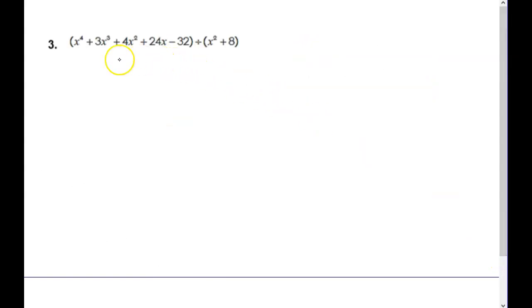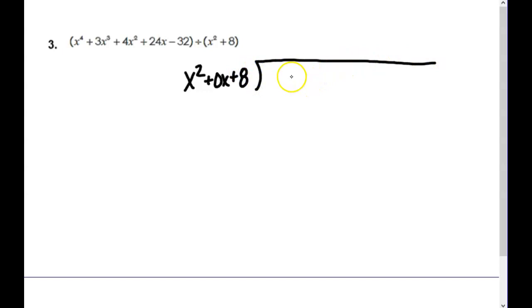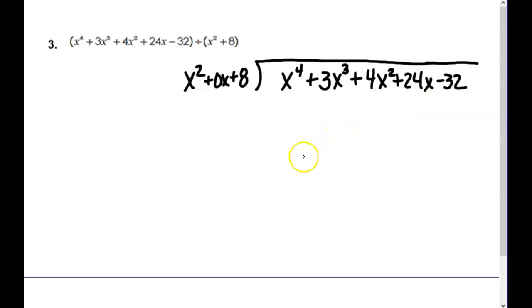All right, ooh, what's happening here? Yeah, you have an x squared plus 8. Now you could put a plus 0x in there. It's not as important when it's the divisor. Maybe I'll write it there just to help some of you. Under here, I don't think we need any placeholders. Do we have an x to the 4th, 3x cubed, 4x squared, 24x minus 32. All right. This is the last one we're doing together today for long division.